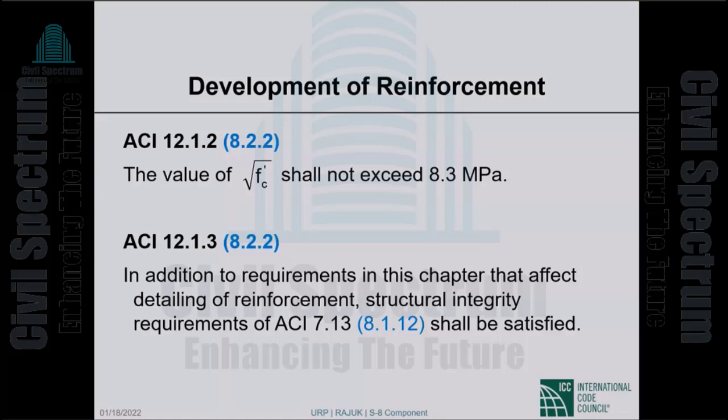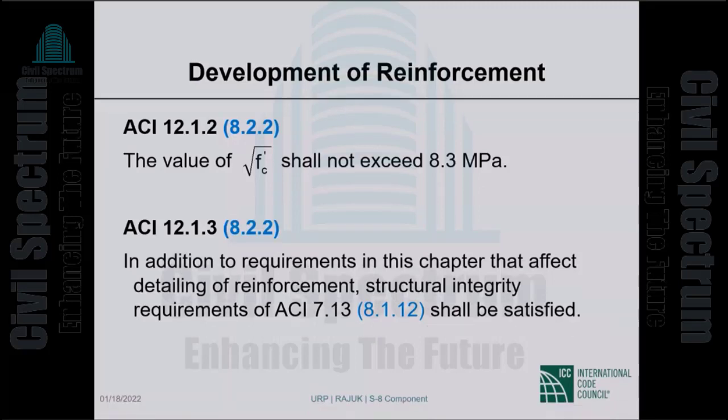In addition to requirements in this chapter that affect detailing of reinforcement, structural integrity requirements shall be satisfied. I hope to go into the structural integrity requirements in the last concrete lecture, whenever that will be, module 8. That's what I have tentatively decided. Okay, so section 713 has structural integrity reinforcement that has to be provided no matter what, in addition to the requirements of this chapter.